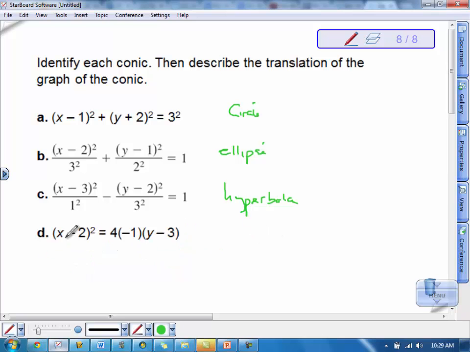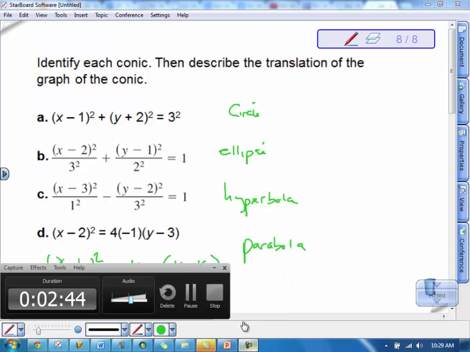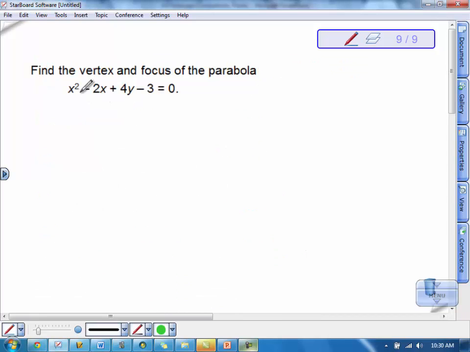Okay, and the last one then is a parabola. This one has the equation (x minus h) squared equals 4p times (y minus k). In which case, this is a parabola that opens upward or downward. In this case, downward because p is negative. But this is a parabola. Okay. Let's take a look at an example of one.